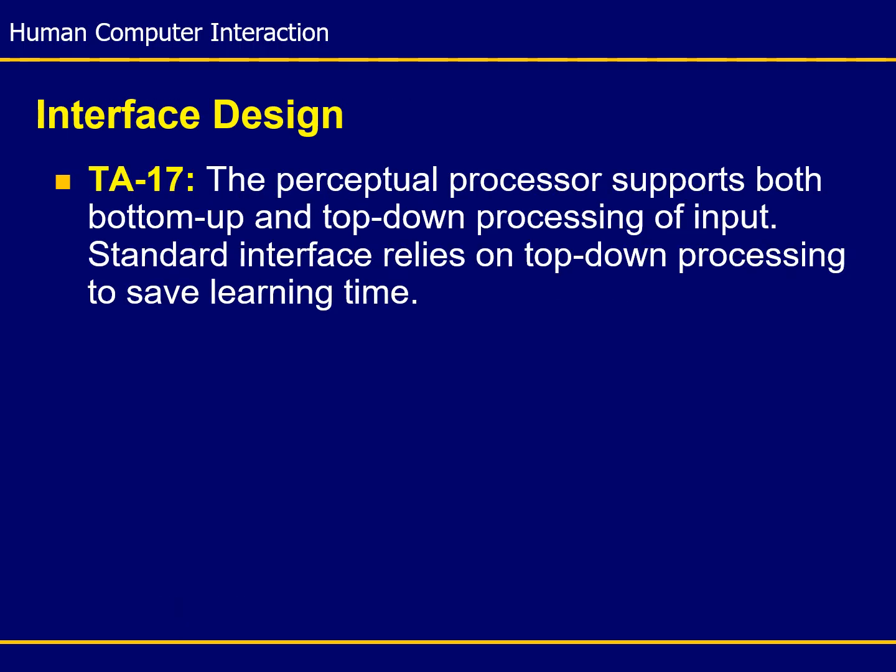So let's put a takeaway. The perceptual processor supports both bottom-up and top-down processing of input. Standard interface relies on top-down processing to save learning time. What's the story here? Why am I saying an interface should rely on top-down processing to save learning time?